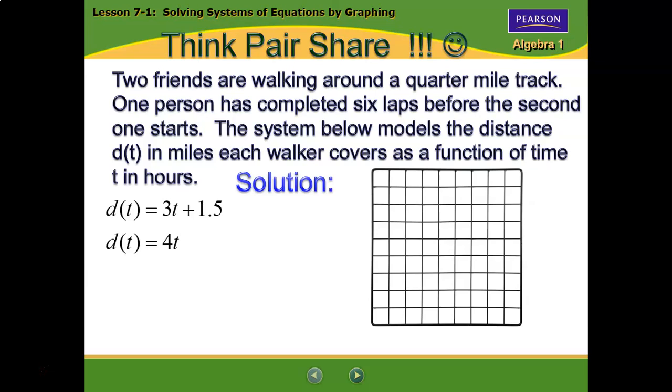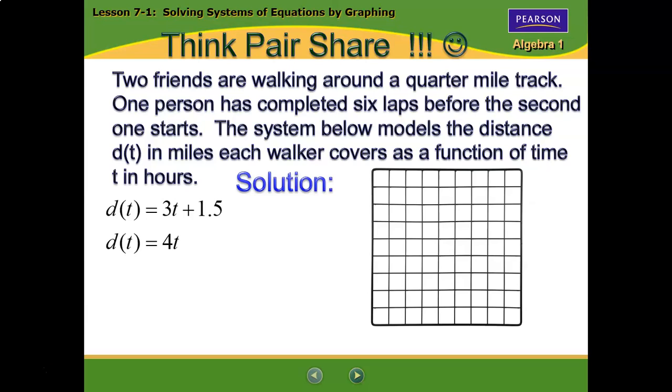One person has completed 6 laps before the second person starts. Now, if you walked around this quarter-mile track 6 times, we already said that 4 times is 1 mile, so 6 times would be 1.5 miles. So before the second person even started, the first person already walked 1.5 miles. Let's continue reading. It says the system below models the distance d of t in miles each walker covers as a function of time, t in hours.